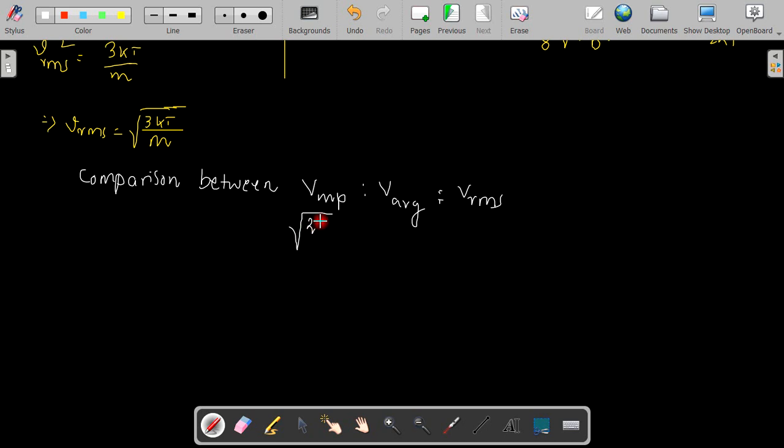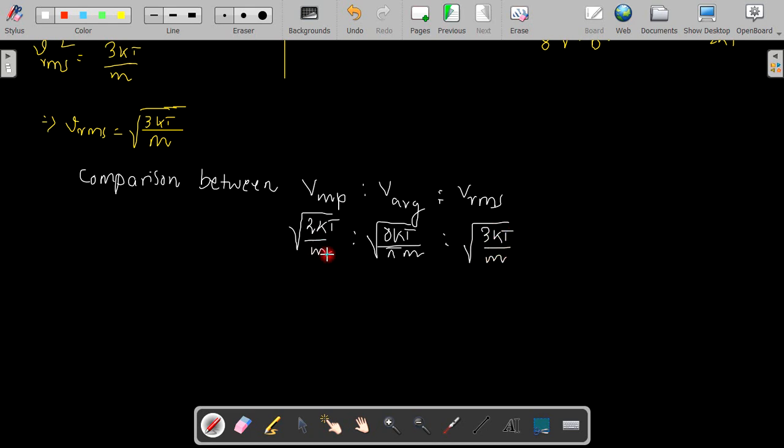These kind of questions are also being asked in the entrance exams, not the derivation part, rather the final result and its application. So for V most probable, root over 2 kT divided by m. For V average I am getting root over of 8 kT divided by pi m, and the third one would be root over of 3 kT divided by m.